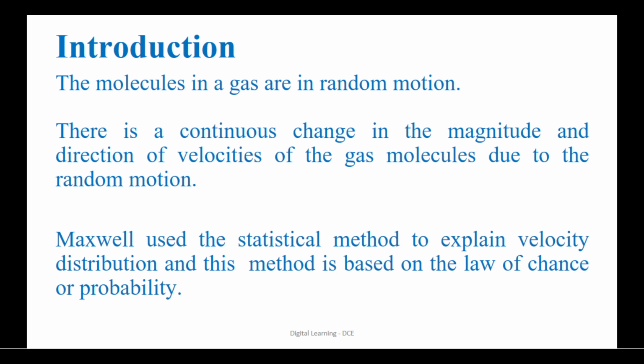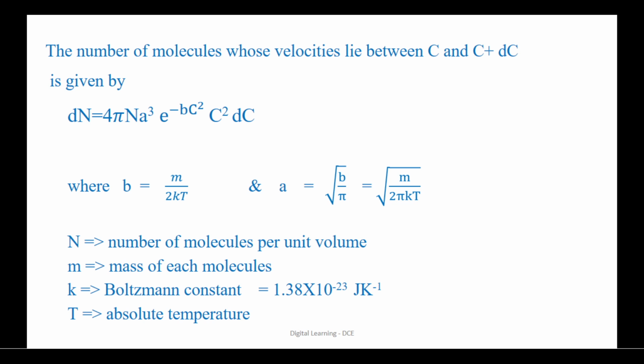This is the only method which is applied to a system consisting of a large number of elements. So, Maxwell, by using the statistical method, derived an expression for the velocity distribution. And that equation is dn is equal to 4 pi n a cube e to the power minus b c square into dc. This equation is derived by Maxwell in order to explain the velocity distribution of gas molecules.